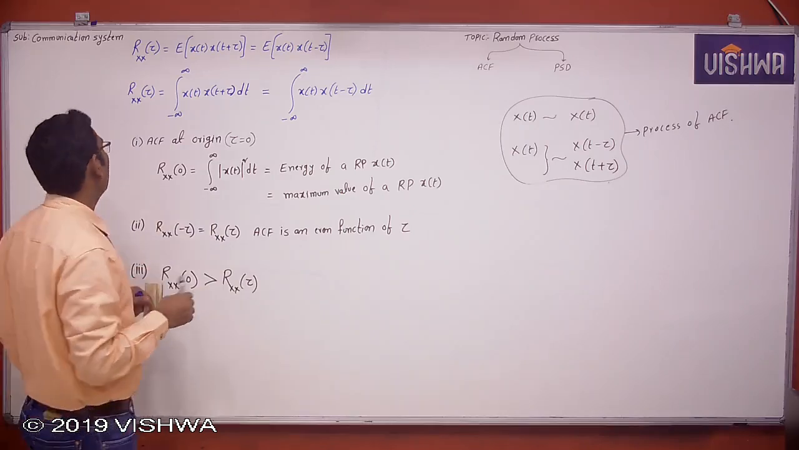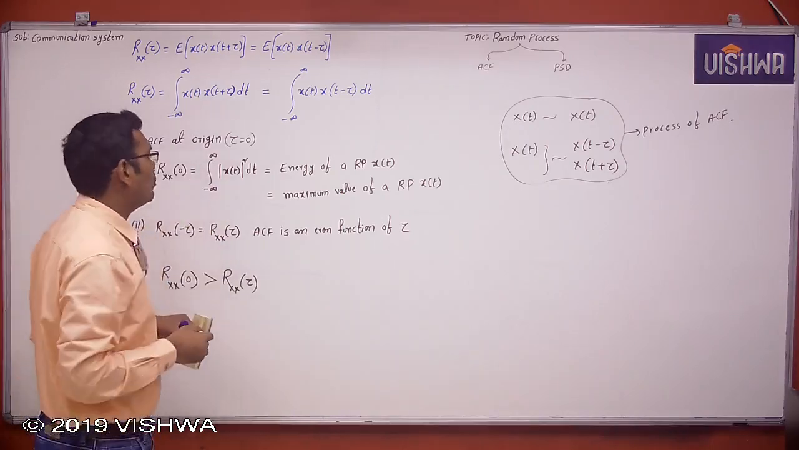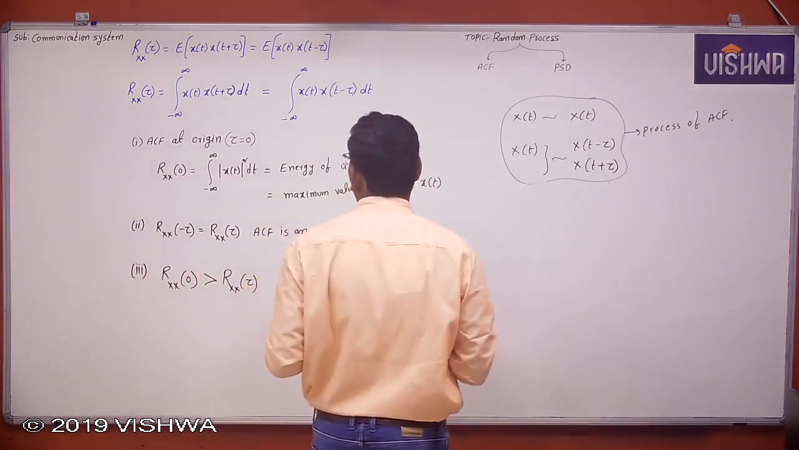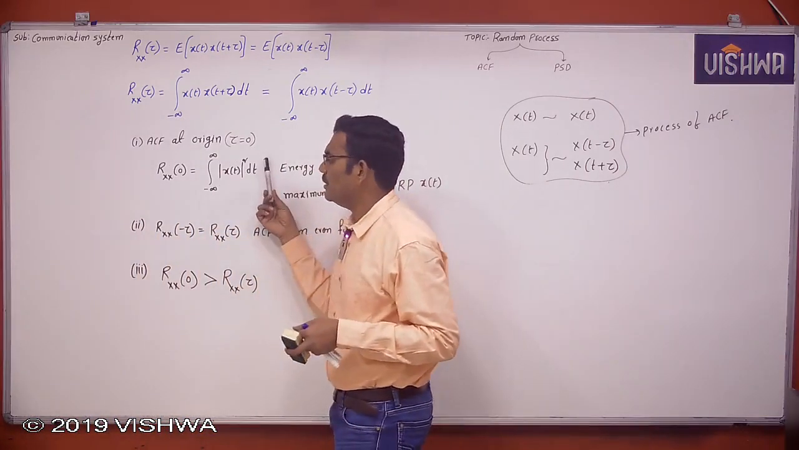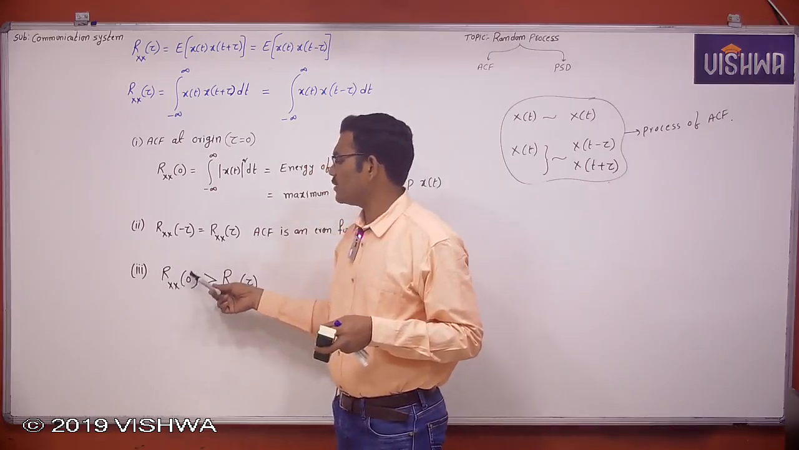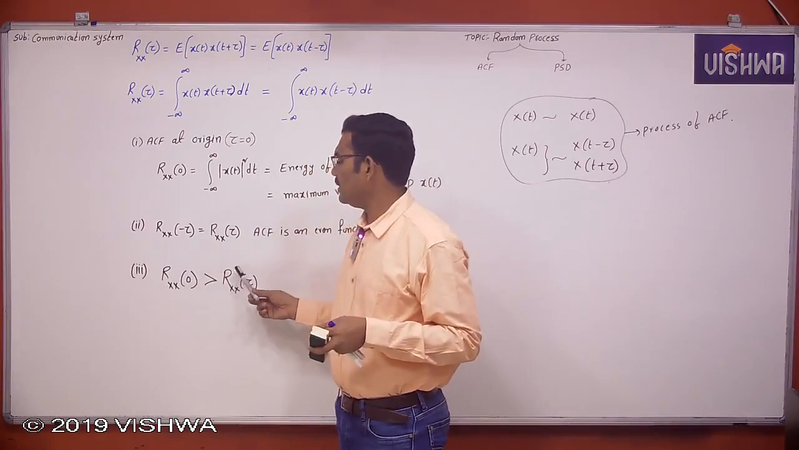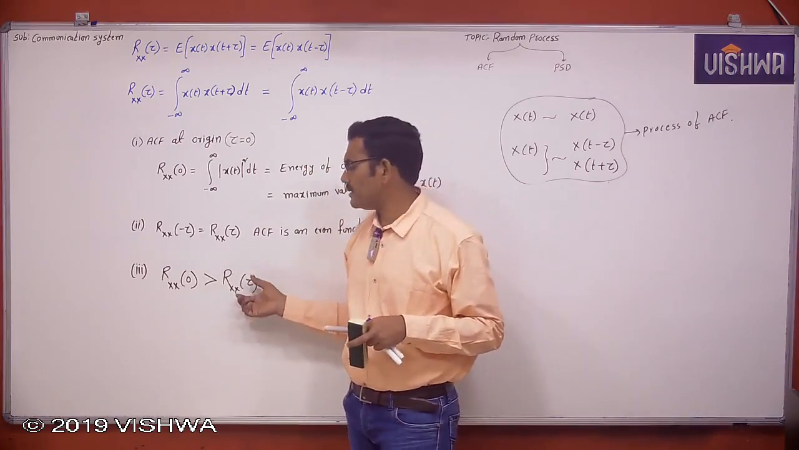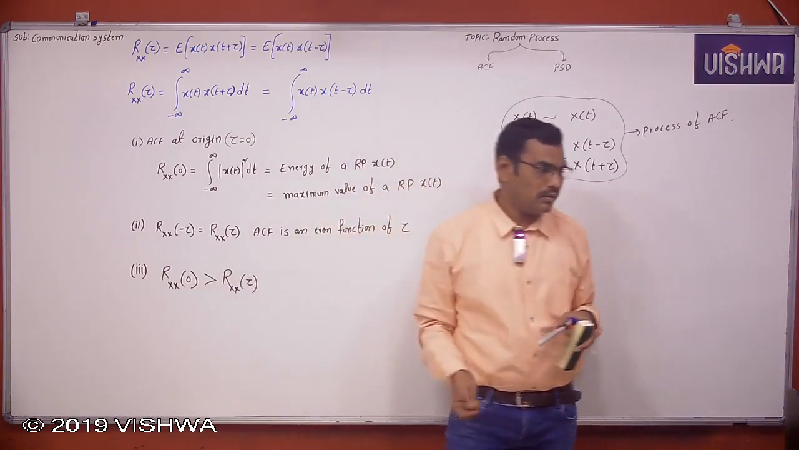Okay. Now these are the properties of the autocorrelation function: the maximum value of autocorrelation function occurs at origin, and autocorrelation function is an even function of tau. The value at origin is greater than the value at any tau. As tau increases, this value decreases.